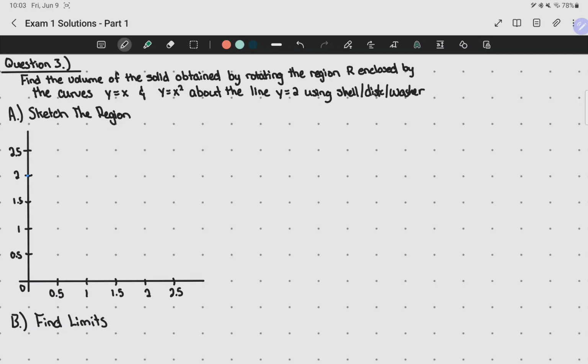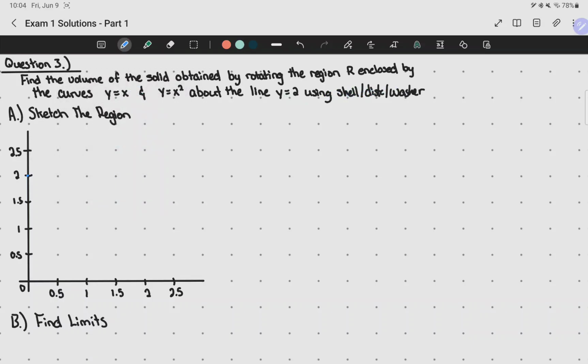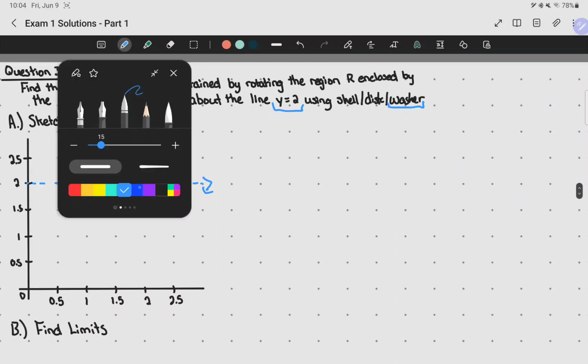Question 3: find the volume of the solid obtained by rotating the region R enclosed by the curves y equals x and y equals x squared about the line y equals 2, using either the shell, disc, or washer method. We're going to use the washer method for this. Right away, I'm going to mark y equals 2 on my graph, because we are rotating about that axis.